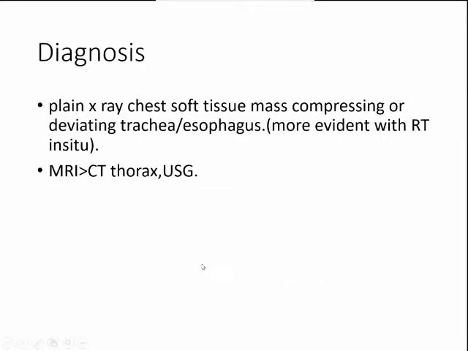The diagnosis is always based on a plain chest X-ray, which shows a soft tissue mass lesion which is compressing or deviating the trachea or esophagus. It is more evident with an RT tube in situ. You can see the RT tube getting compressed and pushed to one side. And for higher imaging, MRI is always preferred for better soft tissue delineation than CT.